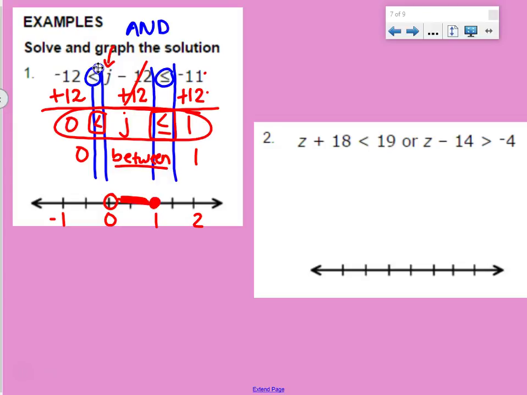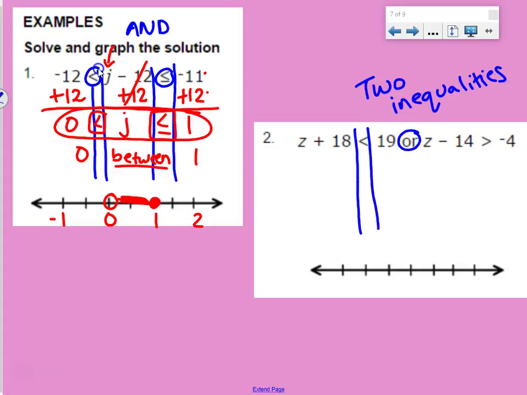Second example, we have an or compound inequality, which just means we're going to have to solve two inequalities. So let's start with the one on the left. Put the railroad tracks down. We want to get z by itself, so we undo plus 18 with minus 18. Z comes down. Less than 19 minus 18 is 1. So that's one piece. Bring down your or and then solve the second inequality.